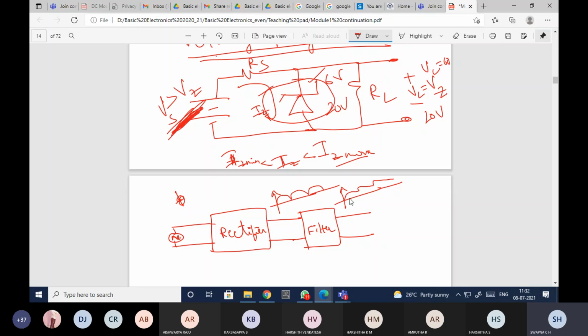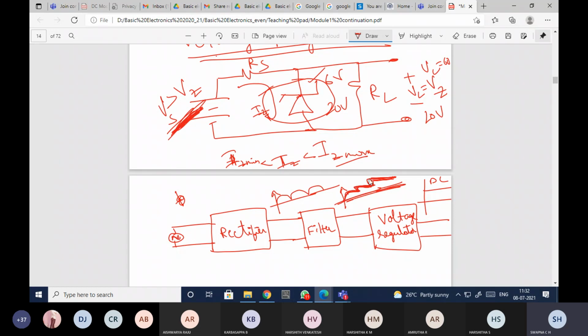If you observe, there are changes. The current through the capacitor is changing, or the voltage across the capacitor is changing. I need to convert this changing signal to a pure DC signal. At the output, I need to get a pure DC signal. So this filtered output, I will give to the voltage regulator.